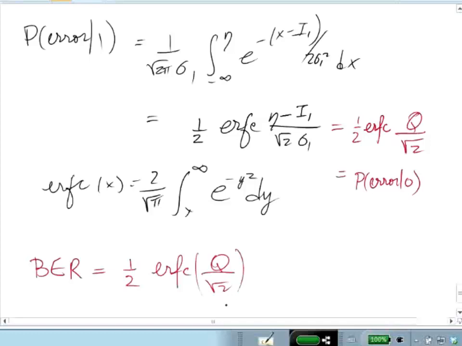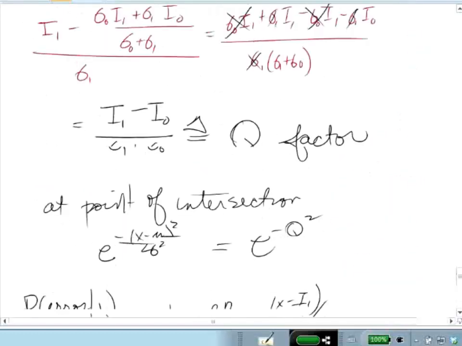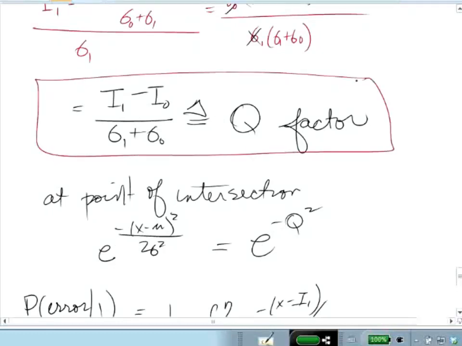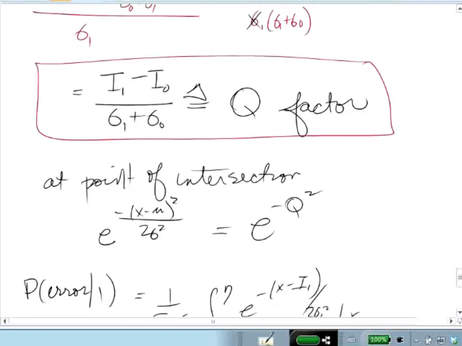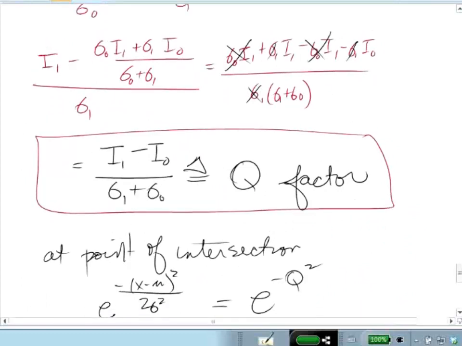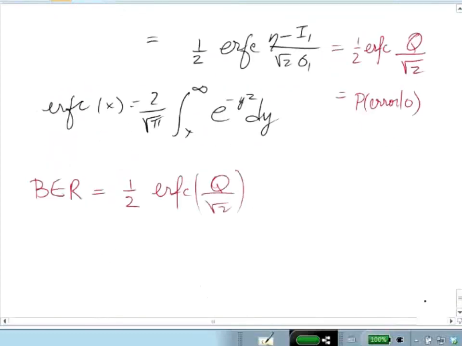And if we interpret the Q function, we can see that it has the characteristics of a signal-to-noise ratio, because we have the separation of the two signals in the numerator. So the farther apart the signals are, the larger the signal power for discerning between the two. And in the denominator is the combined noise for the logical 0 and logical 1. So this Q factor makes a lot of sense as a measure of quality.